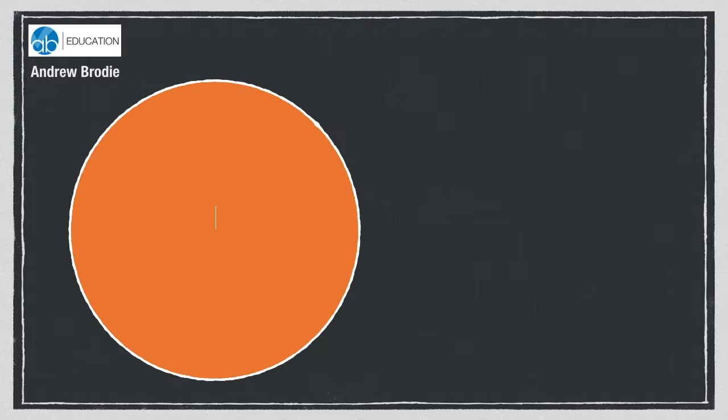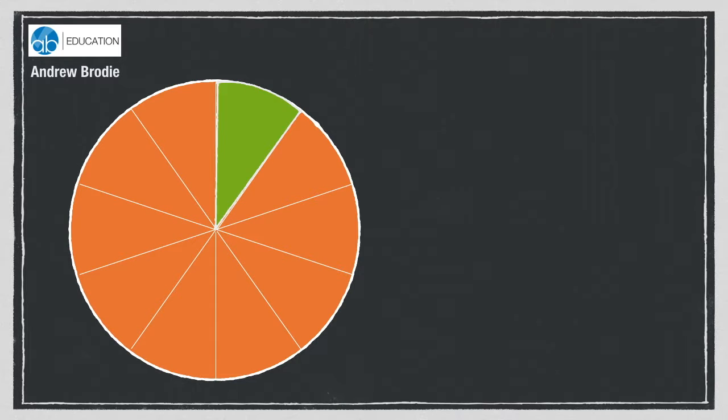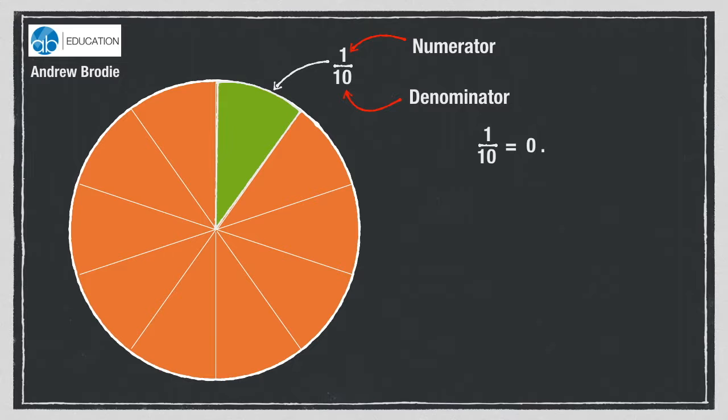Imagine this is a cake, and we're cutting it into 10 equal-sized pieces. Each piece is 1/10 of the whole cake. 1/10 can be written as a fraction by writing 1/10. The top number of a fraction is called the numerator, and the bottom number is called the denominator. The fraction 1/10 can be written as a decimal by writing 1 in the tenths column.